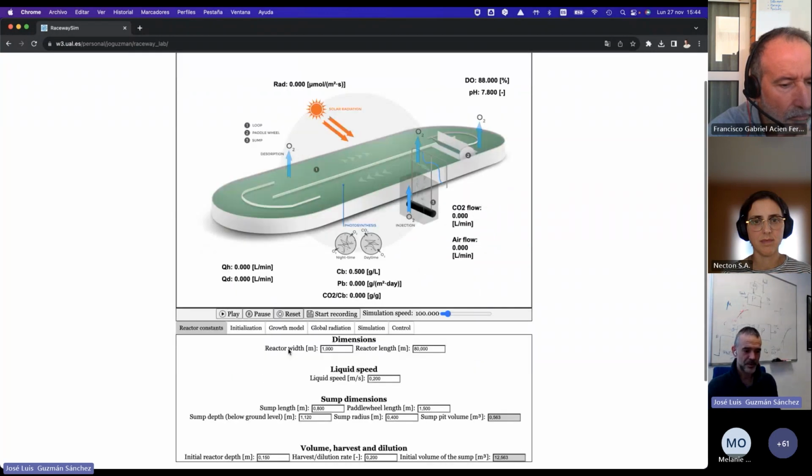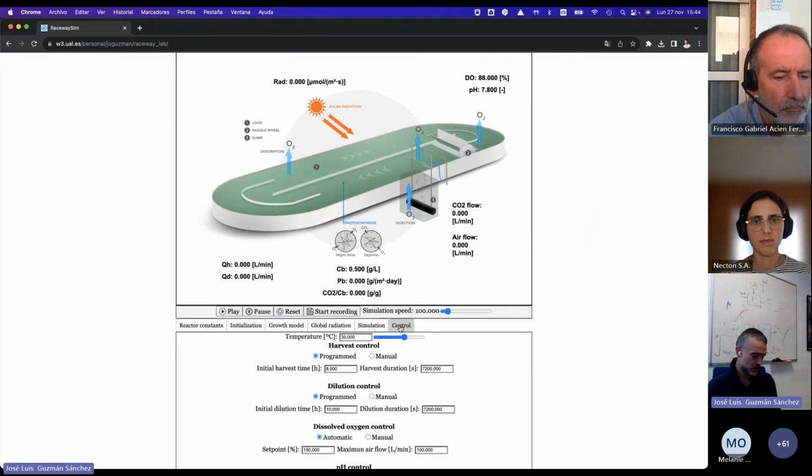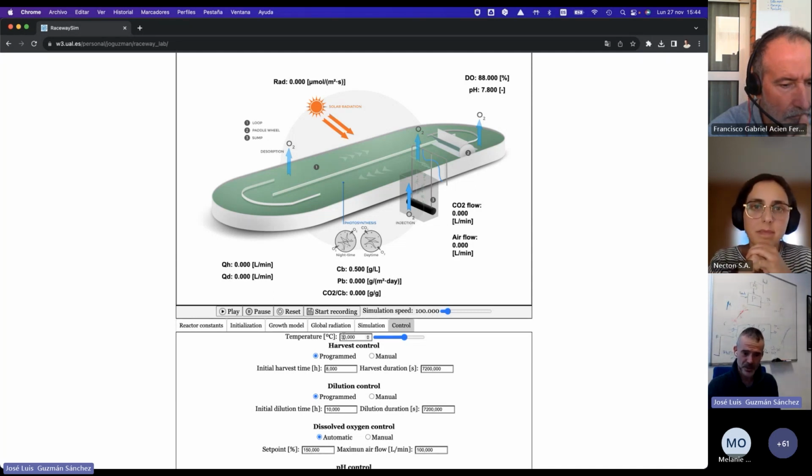Another interesting analysis is the following. In this simulator, we have the average temperature in the reactor. The temperature model is not included in the simulator, but we can set the average temperature. By default here, we have 30 degrees in Almeria. This is the temperature of the reactor, and remember, we got 26 grams as productivity.